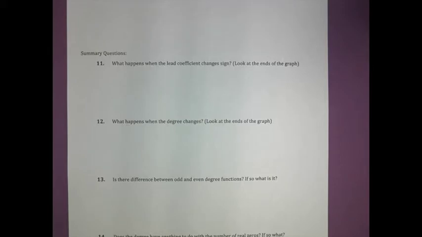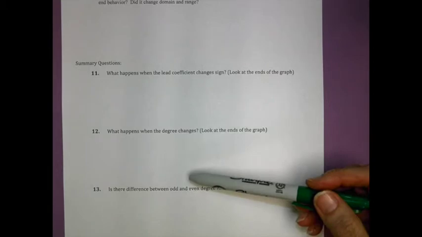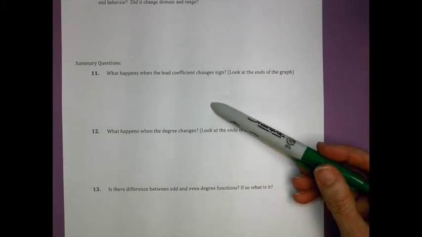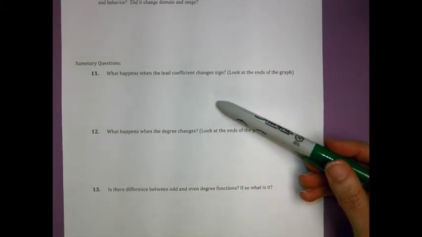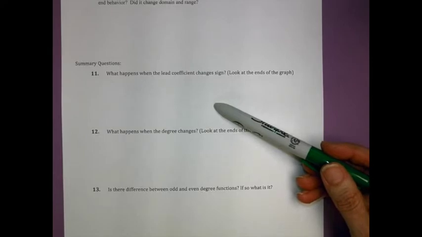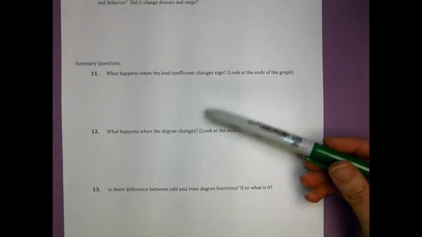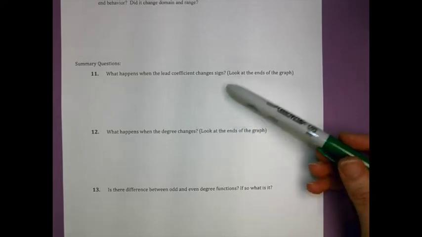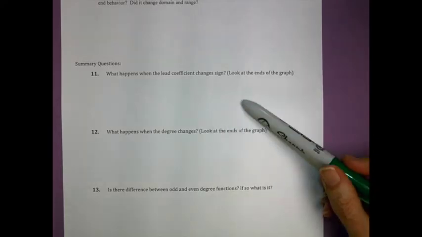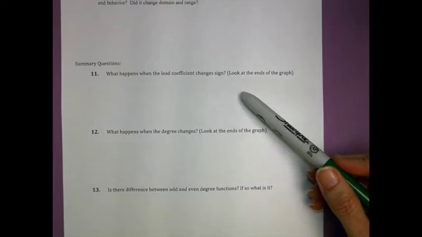Okay, and so after you have explored all those graphs, your students should be able to answer these questions relatively easily. What happens when the lead coefficient changes sign? Students should notice that that reflects the graph over the x-axis. They might say that the end behavior switches, or it changes from starting high to starting low, or something like that. There's lots of different ways they might say that, but it reflects over the x-axis is an easy and concise way to say that.